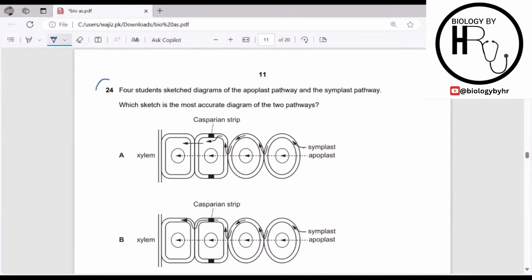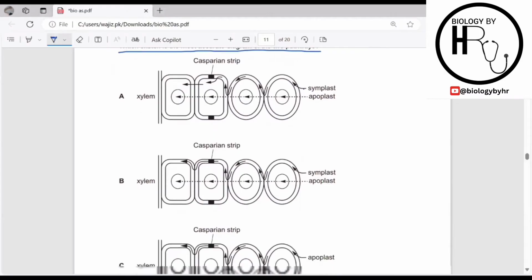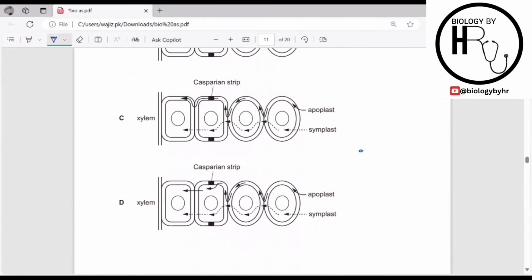Question number 24 says, four students sketch the diagrams of the apoplast pathway and the symplast pathway. Which sketch is the most accurate diagram of the two pathways? To solve this question, we must know what the apoplast pathway and the symplast pathway are. The symplast pathway is the pathway in which there is a passage of water from cell to cell. In this pathway, the cytoplasm and the cell surface membrane are also involved. And the apoplast pathway is the passage of water which happens via the cell wall and the intercellular air spaces.